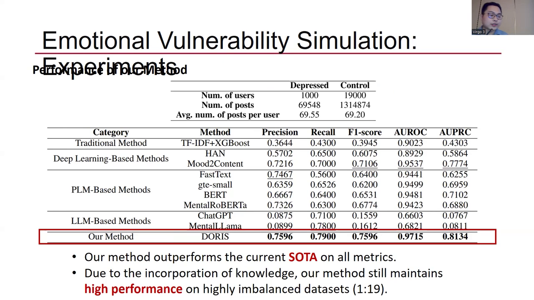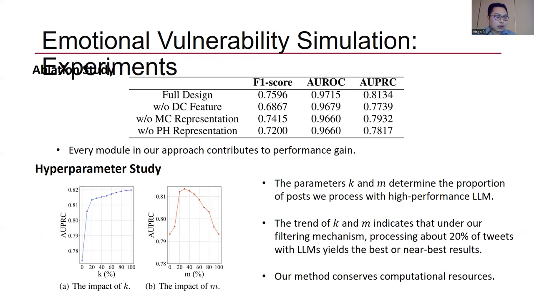And here shows the performance compared with different competitive methods. We show that our method outperforms all the current state-of-the-art methods on all metrics. And due to the incorporation of knowledge, our method still maintains very good performance on extremely imbalanced datasets, because we are not purely data-driven. And further shows the ablation study and hyperparameter study. For the ablation study, it shows that every module in our approach contributes to performance gain. So if we remove any of them, we can observe a performance drop.